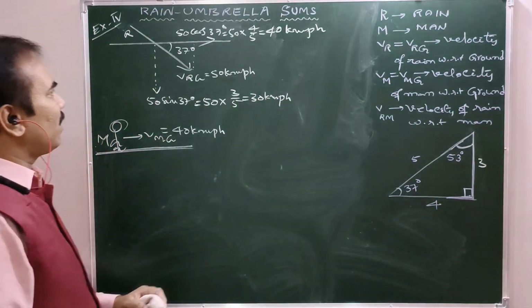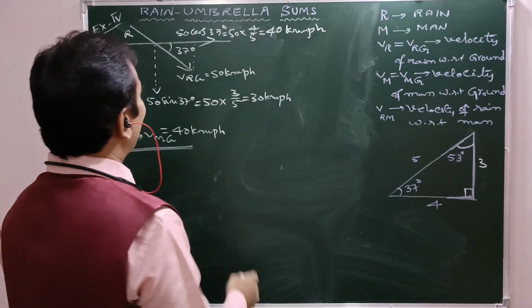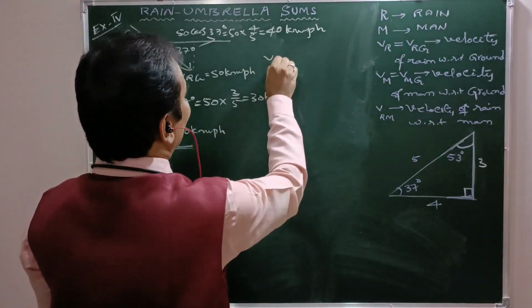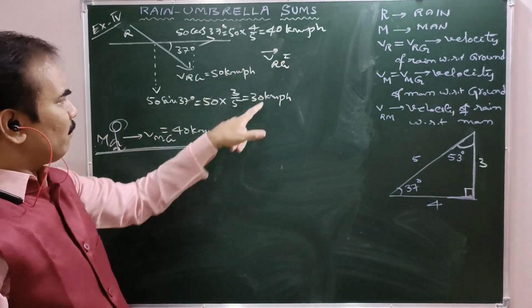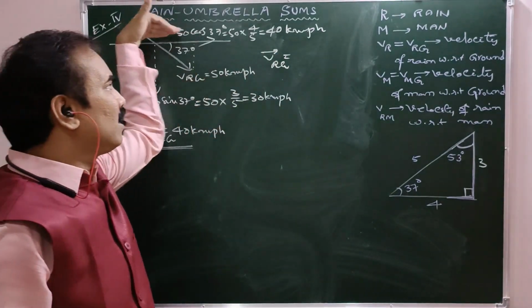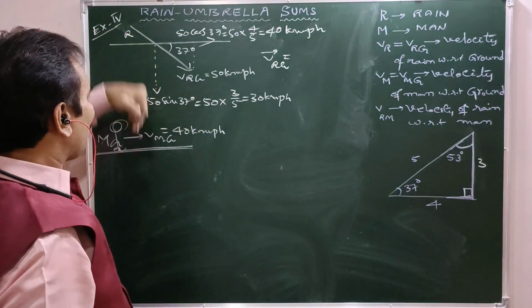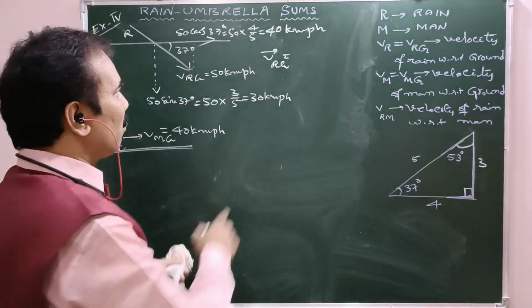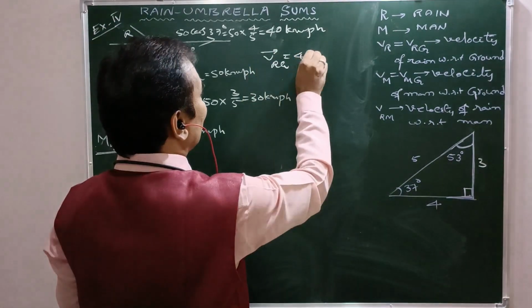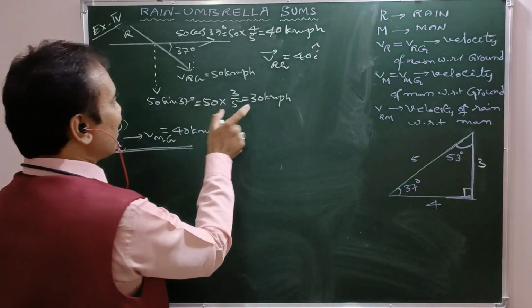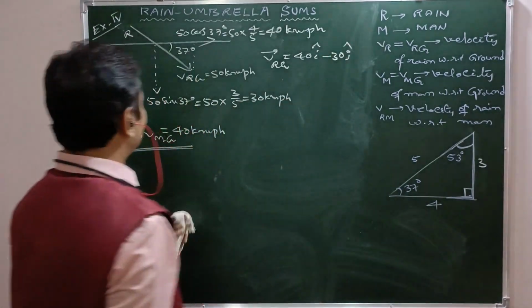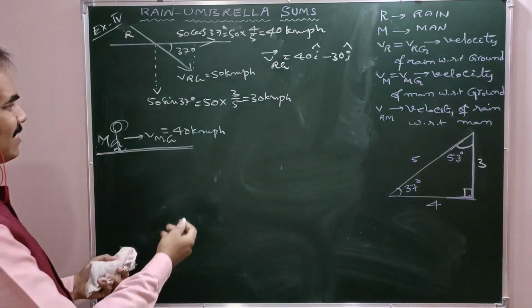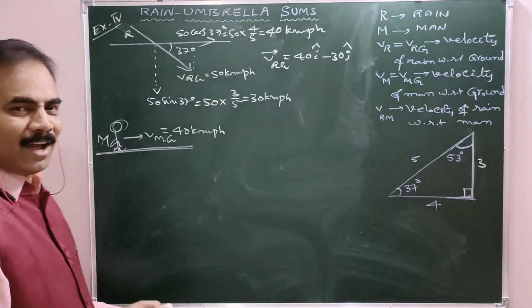30 kmph, right? So velocity of rain with respect to ground, VRG, can be written as 40 i cap minus 30 j cap. This is along positive x-axis, and this component is along negative y-axis. So 40 i cap minus 30 j cap. Okay, now let us see the direction of VR.